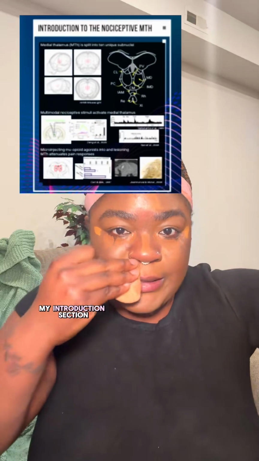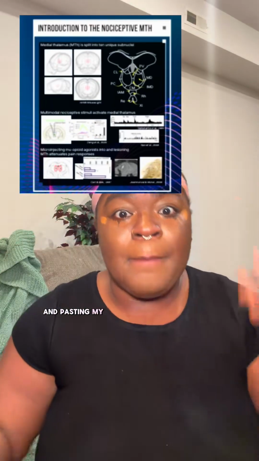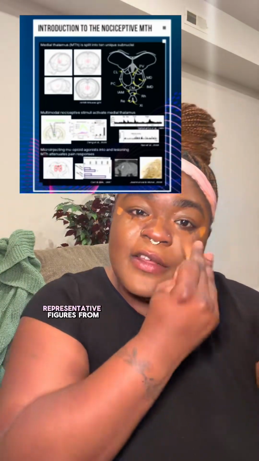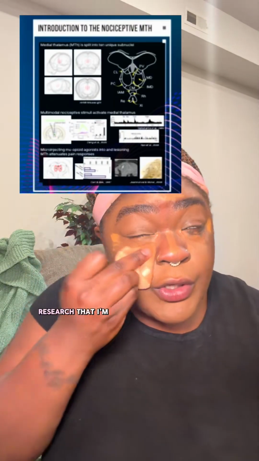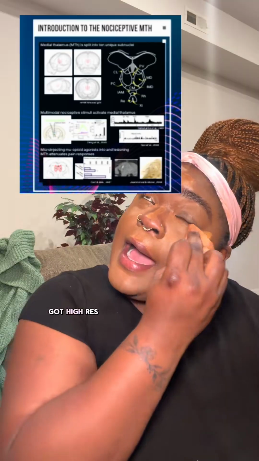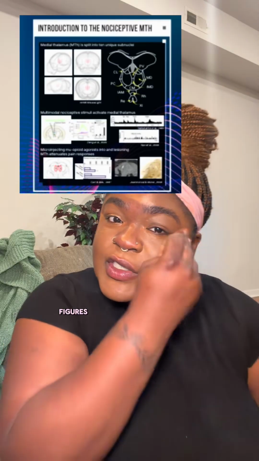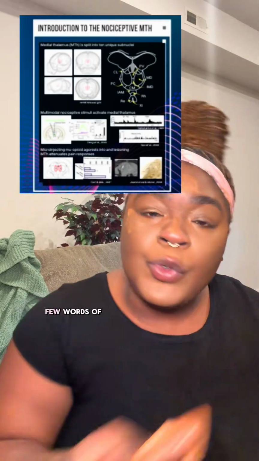Probably 4. Some other principles I went by: try to get as little text as possible. For my introduction section, instead of copying and pasting my paper's abstract, I took representative figures from like the 3 or 4 most important papers that support the research that I'm conducting. And then I got high-res screenshots of those figures and added them with a few words of text.